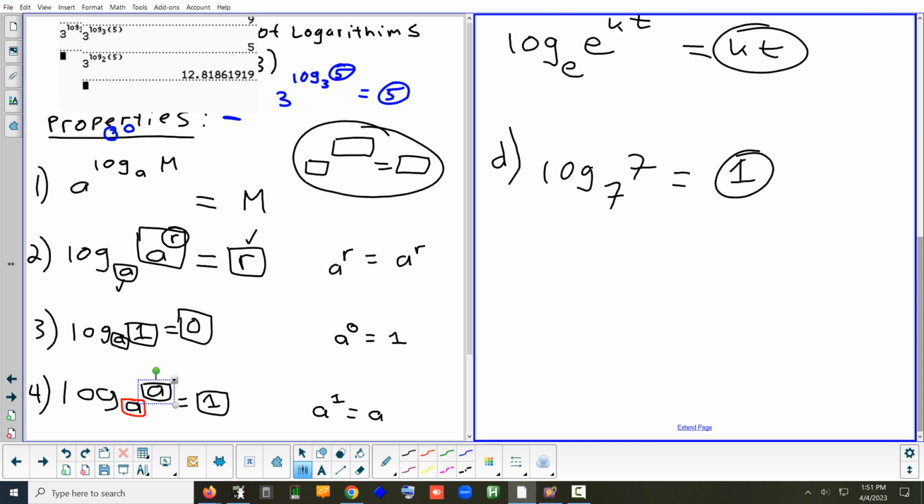All right, I guess we can go one more. Let's do log base 6 of 1. Well, what would that come out to? 0. Doesn't matter what the base is. Anytime you take the logarithm of the number 1, the answer is 0.